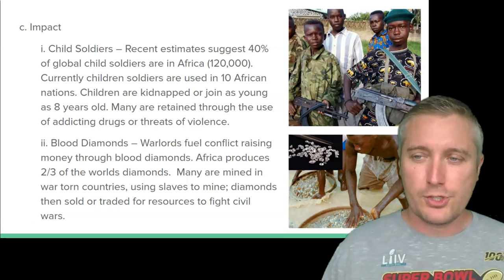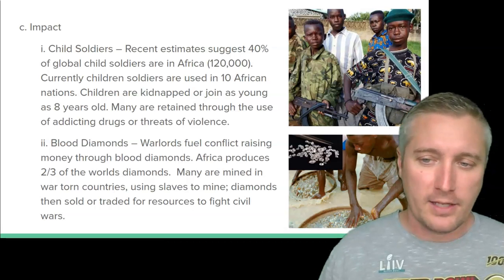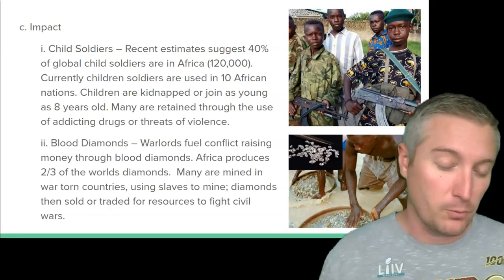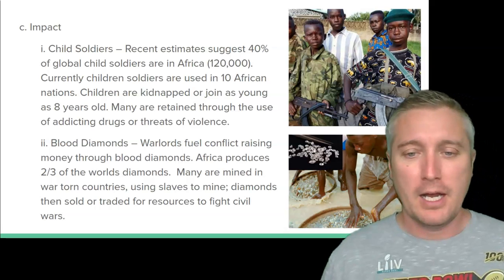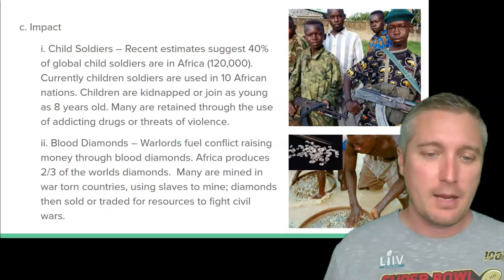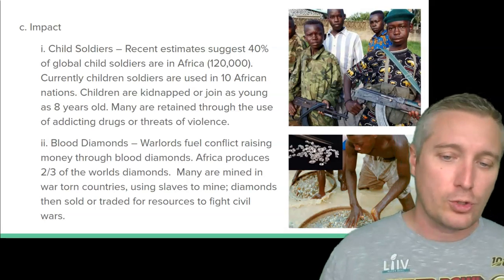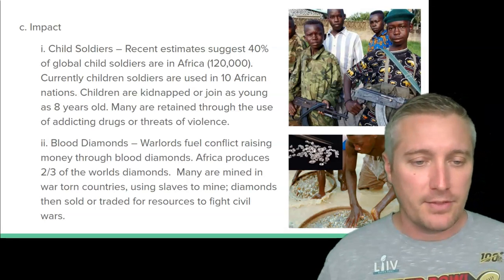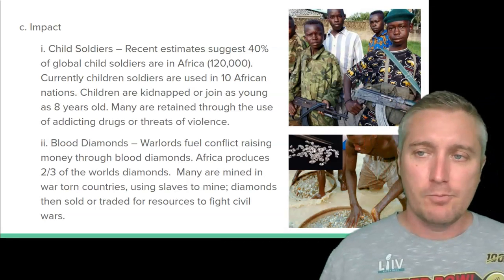Another impact we saw was these warlords have to fund their fighting, and one way they do it is through resources available in the ground. And Africa has the largest supply of diamonds in the world. About 2/3 of all global diamonds come from Africa, and many of them are being mined in these war-torn countries. Many of them are using slaves to mine them, and then those diamonds are being sold to fund the wars that are being fought. So it's a cycle.